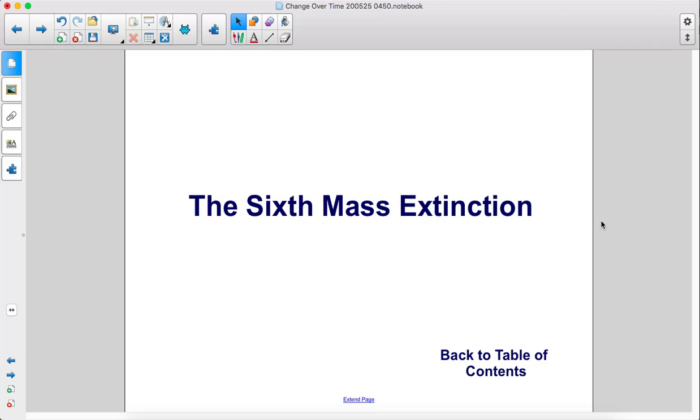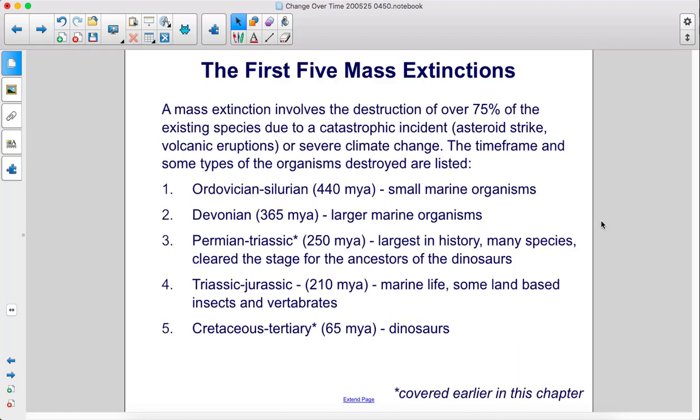The sixth mass extinction. A mass extinction involves the destruction of over 75% of the existing species due to a catastrophic incident like an asteroid strike, volcanic eruptions, or severe climate change. The time frame and some types of the organisms destroyed are listed.